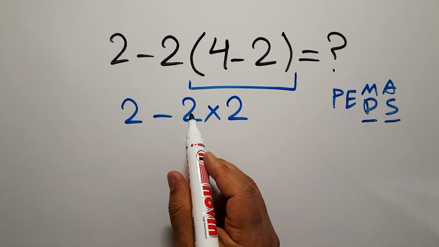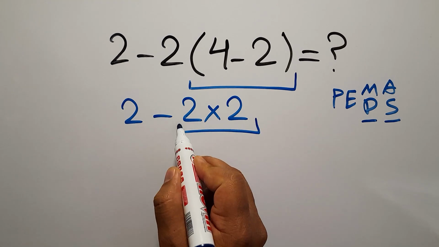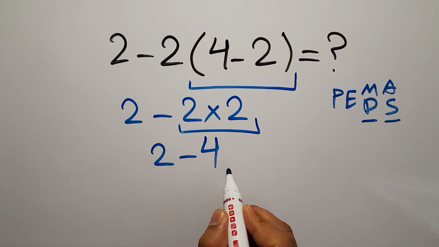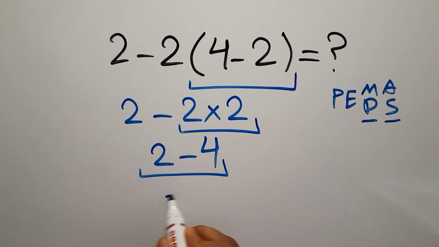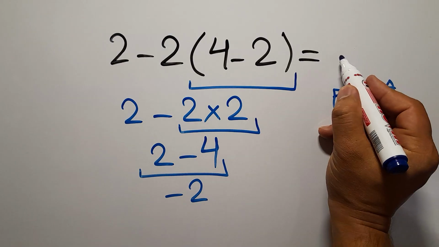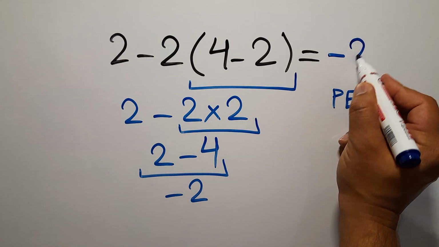So 2 times 2 gives us 4. And 2 minus 4, which equals negative 2. So therefore, our final answer to this problem is just negative 2. The correct answer is negative 2.